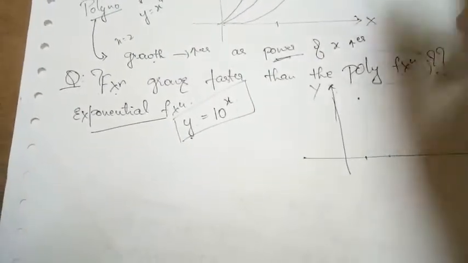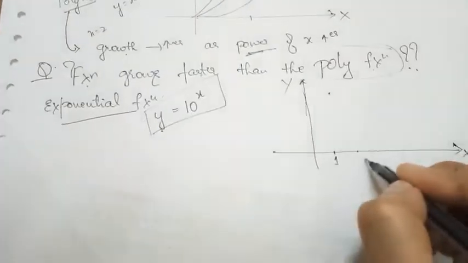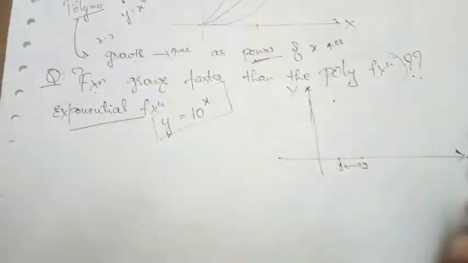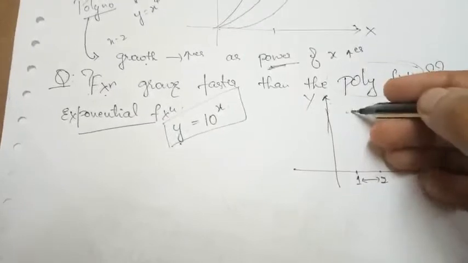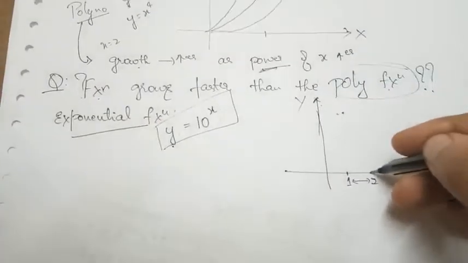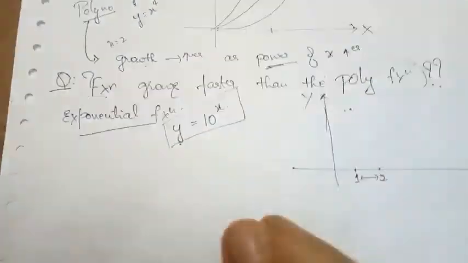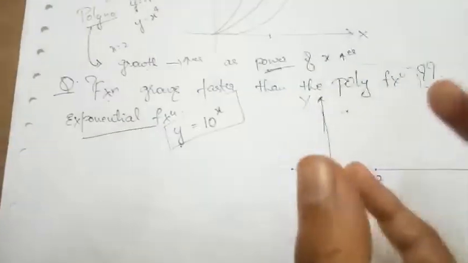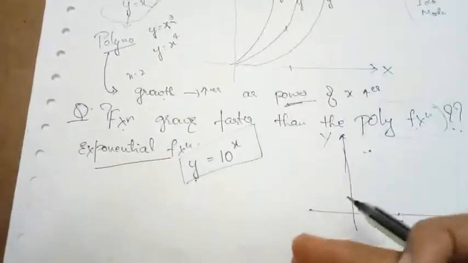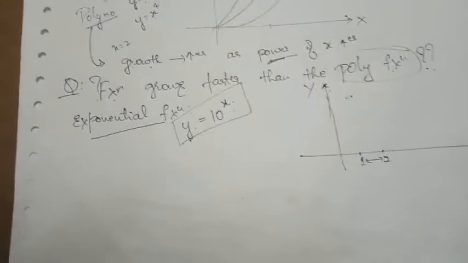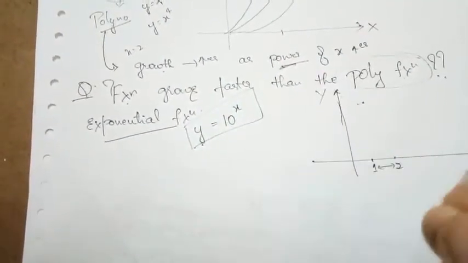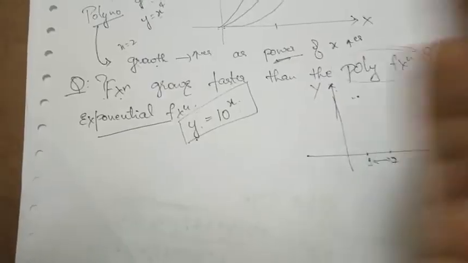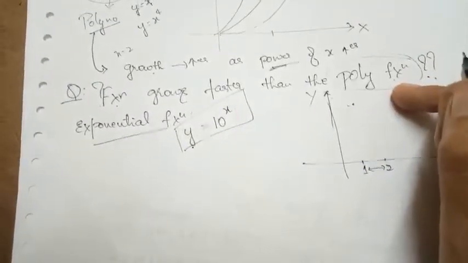So it will be somewhere here. You can see that just moving the x value from 1 to 2, the value of y has increased much more. When x is equal to 1, it was 10, but when x is equal to 2, it is 100 in this type of function. So by comparing the polynomial function and the exponential function, you can say clearly that the exponential function is growing faster, or it is steeper than the polynomial function.